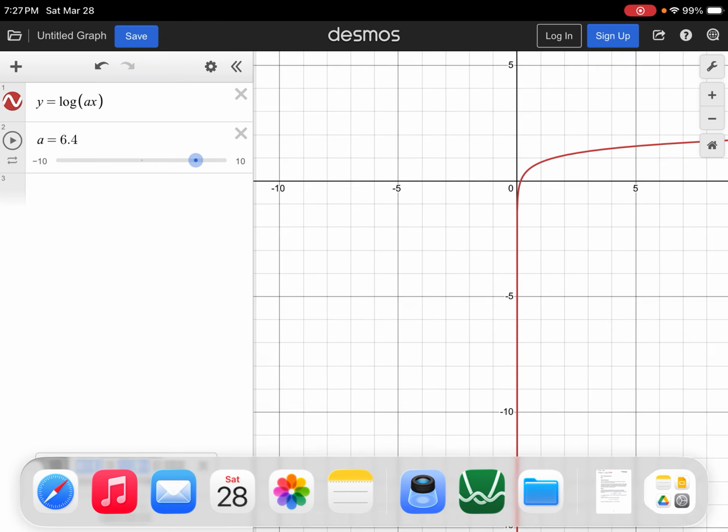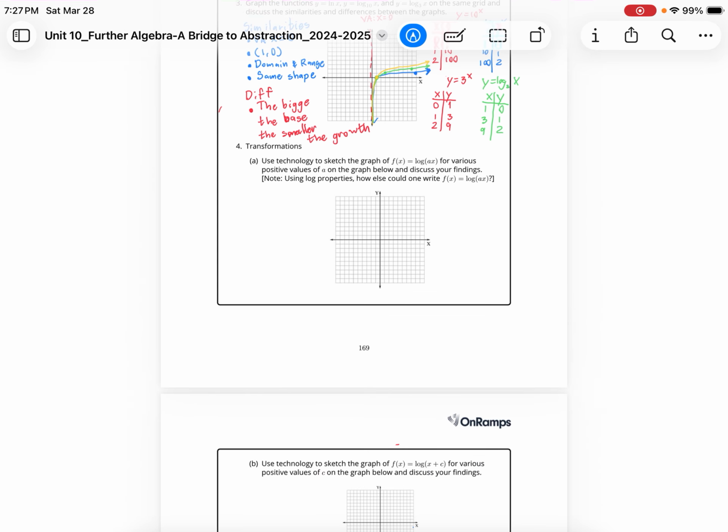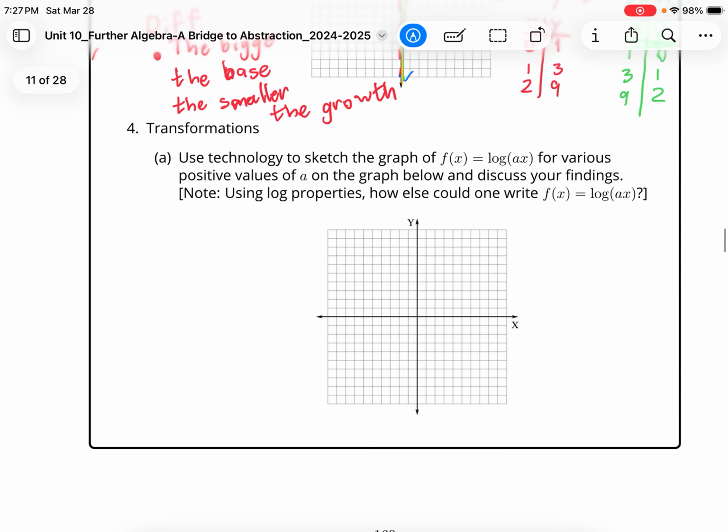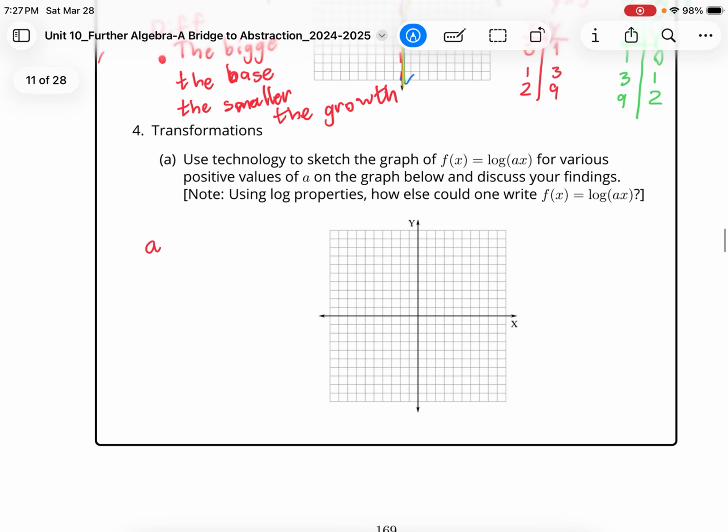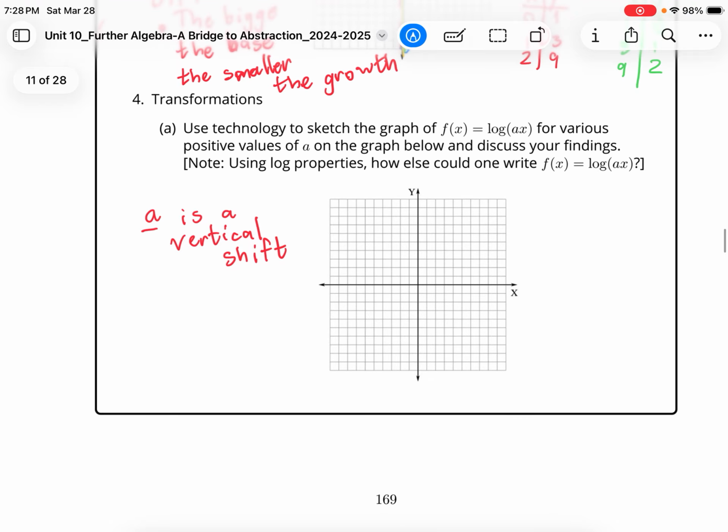So let me go back to my notes. Hopefully this will let me without too much fuss. All right, so we're gonna write that on here. All right, a is a vertical shift, or at least that's what it looks like. Normally what that does is a horizontal stretch, all right? If a is big, it actually makes it a horizontal compression. If a is really small, it makes it a horizontal stretch. But anyway, at least that's what that looks like, all right? So we're gonna move on.